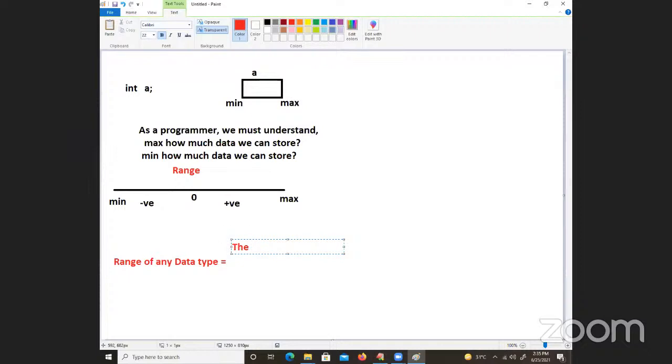The number of bits, carefully follow. The number of bits available in the language, which is understandable by computer, to the power of.